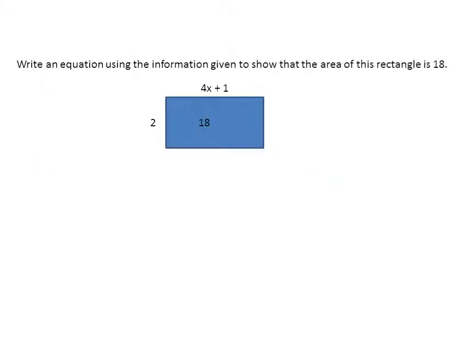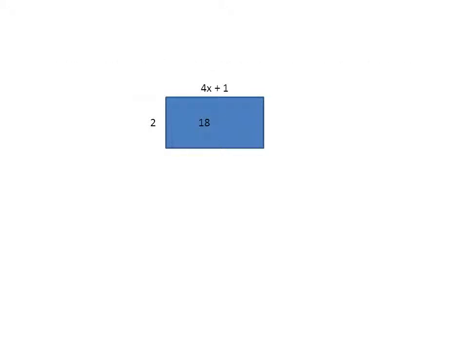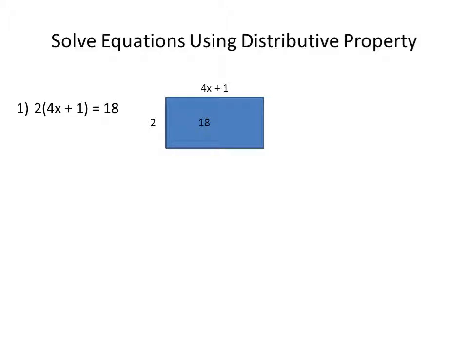Now, let's write an equation using the information given to show the area of the rectangle. Well, we know that the area is the length times the width, and we know that the area of the rectangle is 18. I can use the distributive property. 2 times 4x plus 1 is equal to 18. Let's solve it using the distributive property. x is equal to 2. How is x equal to 2? Well, remember, I must distribute everything inside the parentheses by what's outside of the parentheses.